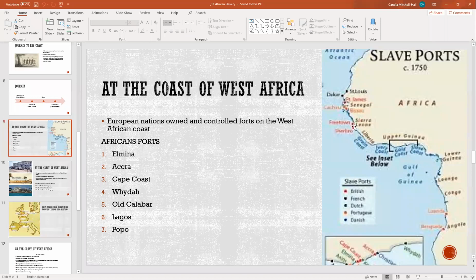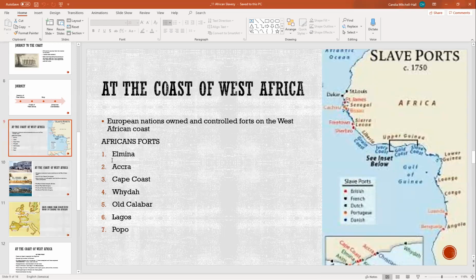So if you look where you see the red dots, these are the British forts that were along the west. The blue dots are the French, the green dots, the Dutch, right? And the orange dots, the Portuguese. So European countries would have owned several forts. Now, these are the names of some of the forts in West Africa, slave forts where the enslaved people went after they came from the interior of Africa.